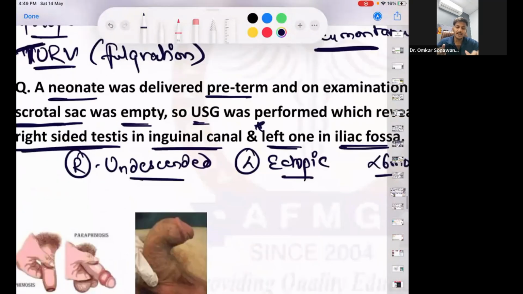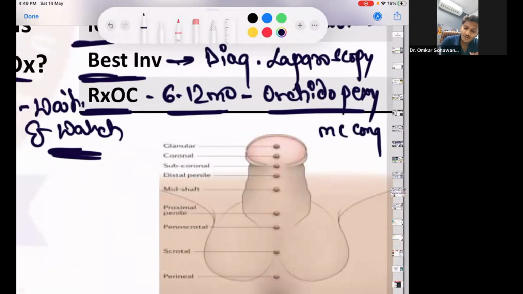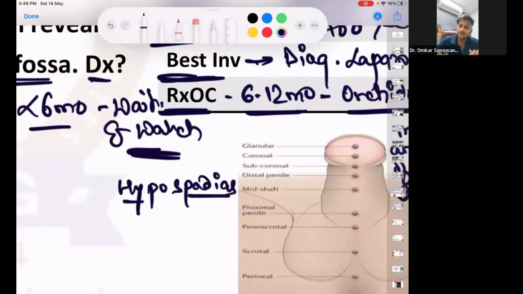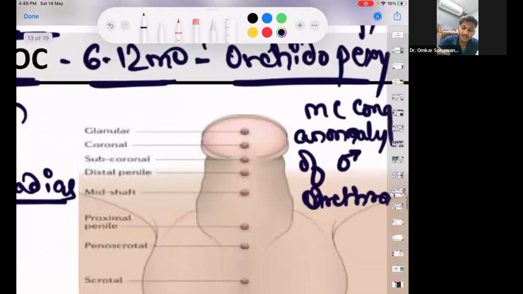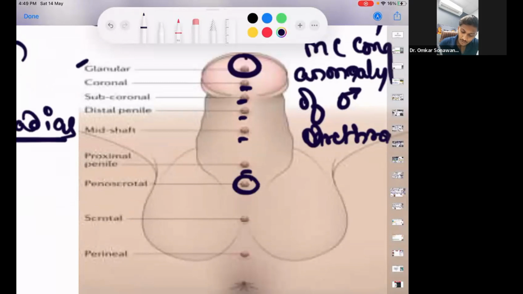Now, if I talk about the most common congenital anomaly of the male urethra, it is usually hypospadias. In hypospadias, the opening of the urethra is not at the front, it is on the ventral side, the downside. The opening can be at various places: on the glans penis, called glanular; coronal or subcoronal; distal, mid, or proximal penile shaft; penoscrotal; scrotal; or perineal as well.